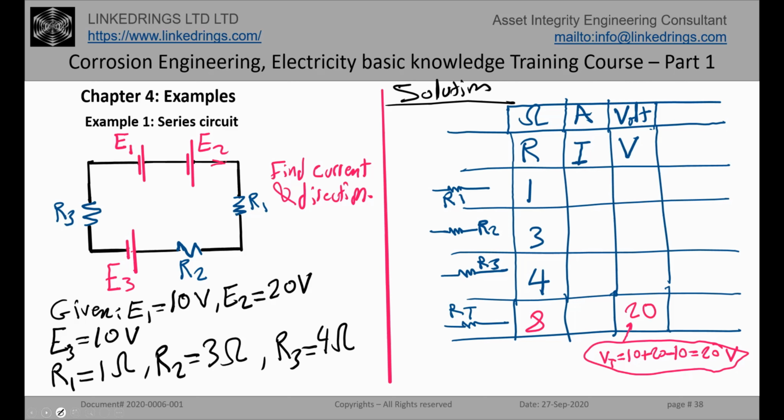Okay, now what does Ohm's law tell me? I equal to V divided by R. So this I will equal 20 divided by 8, equal to how much? 2.5 amperes. Okay, good. So I will write here I equal to 2.5 amperes.